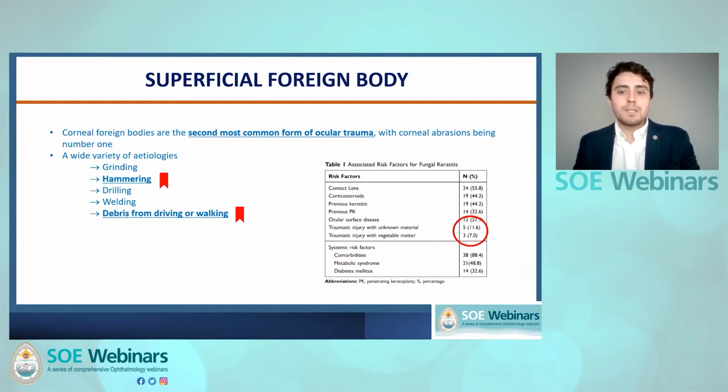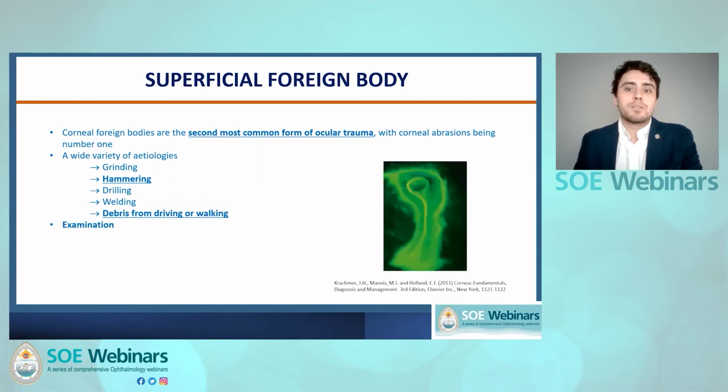The second one is when patients who have been driving or walking notice something going into their eyes. I have seen some crazy cases during my training time in Spain. For instance, in my third year as a trainee, I saw a patient who was taking a ride on a bike and noticed that a leaf came into his eye. He ended up with a fungal infection.